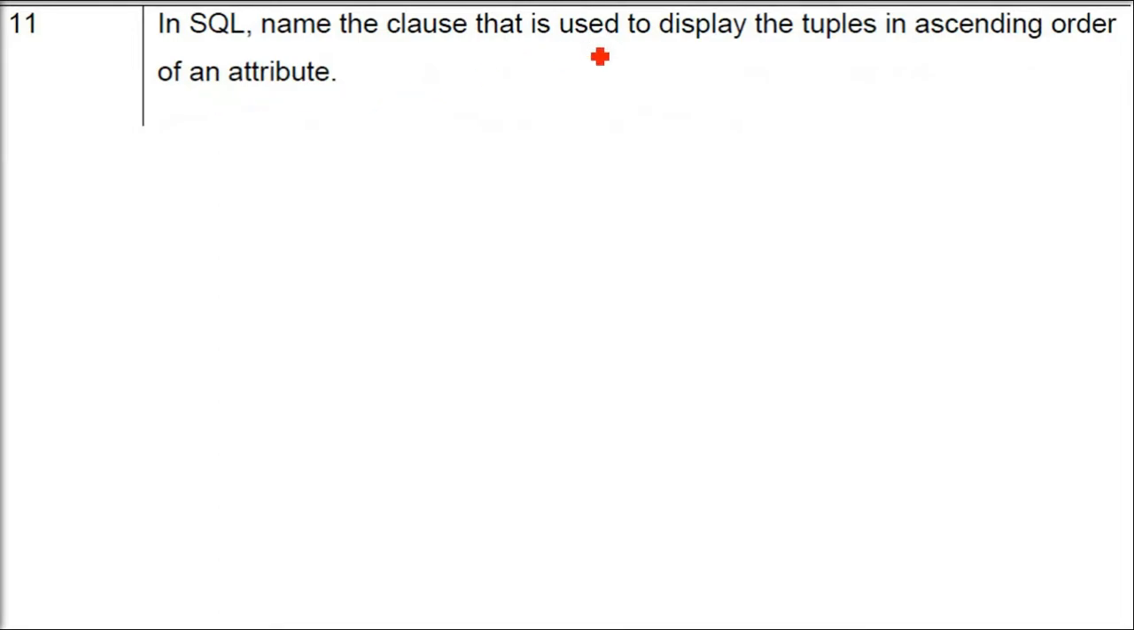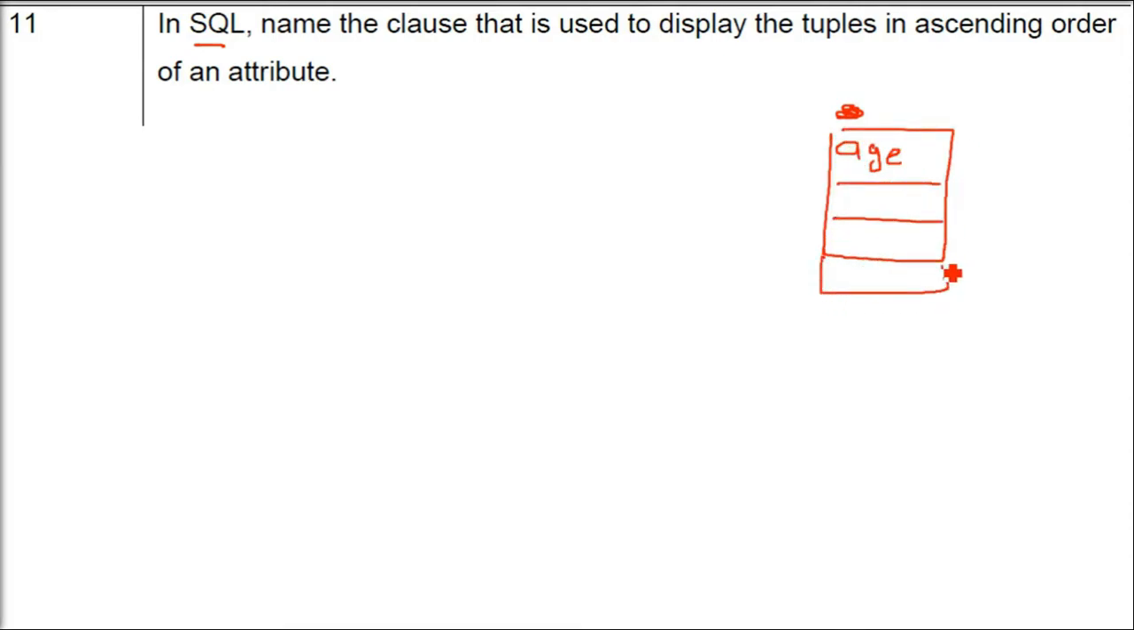In SQL, name the clause that is used to display the tuples in ascending order of an attribute. Ascending and descending. Ascending means from small to big. From big to small is descending. Now let me give you an example. There is a big database, you have multiple tables. So one column is say age, and you have certain age, for example 21, and you have another age as 20, then you have 31.